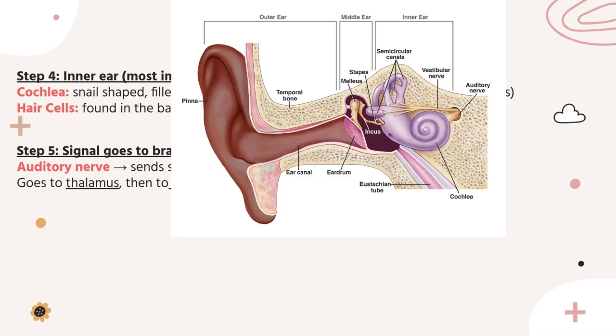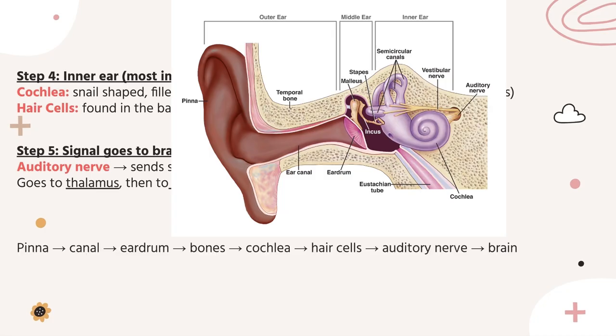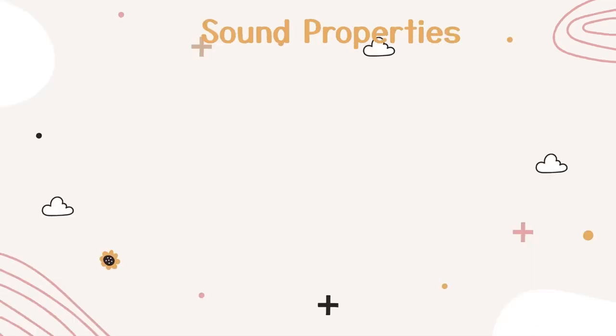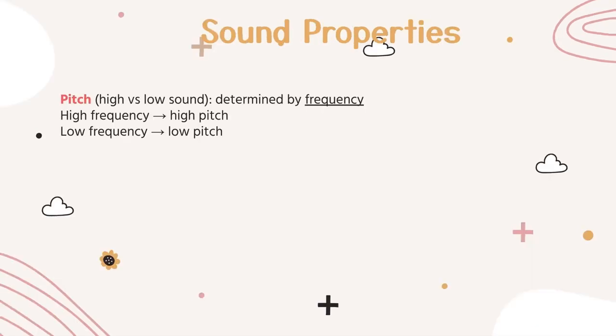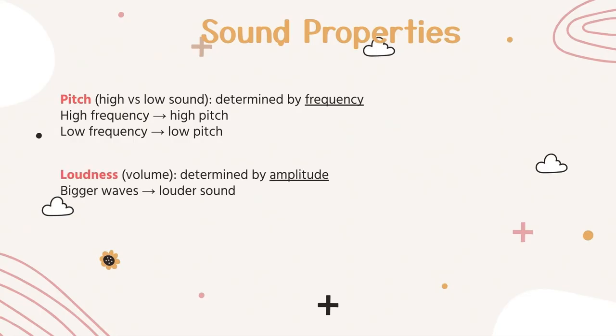So this is the way it goes. Sound properties. There's pitch, so high versus low sound is determined by frequency. Loudness, volume, is determined by amplitude.